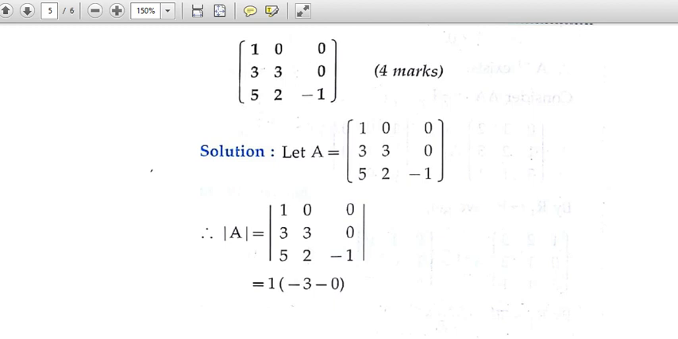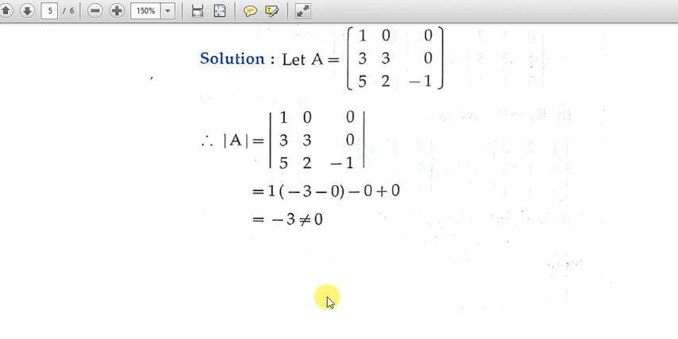Next, the second value is 0, so the answer will be 0. In a similar way the last value is also 0, so the answer will be 0. Next, simplification: 3 into minus 1 is minus 3, minus 0 is minus 3, and 1 into minus 3 is minus 3, which is not equal to 0. So we got that the determinant of A is not equal to 0.